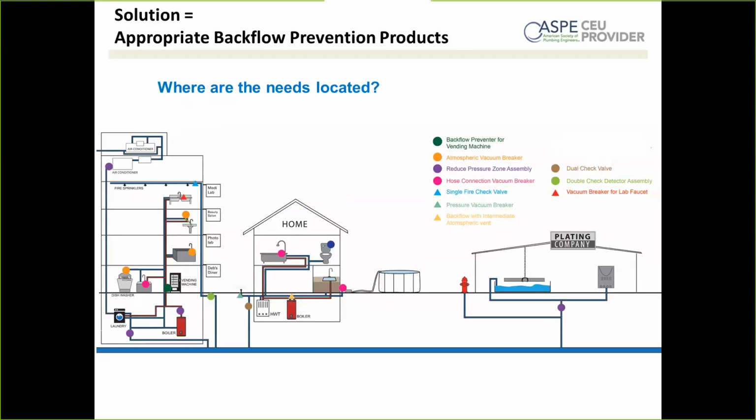So let's talk about reduced pressure zone assemblies. These are marked in purple on this diagram. They're extremely common. You can see we have one down here. This would be your point of source, but they have one for the boiler, one all the way up at the top floor for an air conditioning unit, another at the point of source here. They're an extremely common type of backflow preventer. So let's get right into it, talk about what they are and how they work.